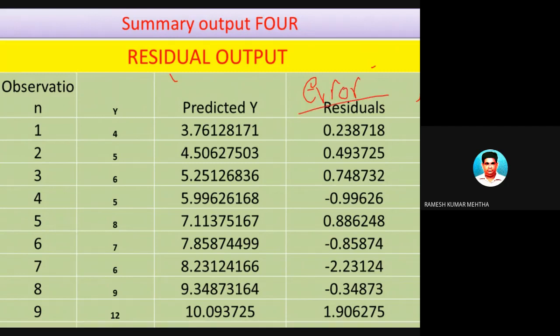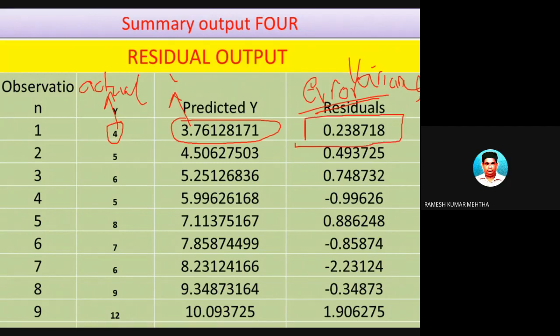Error in the model means this amount of variance is not explained. So it should have predicted 4. This model has predicted 3.76. It should have predicted 4 because the actual is 4. So the difference is 0.238718. So this much is not explained. So if you want to say that the model is very strong, then the residual should be minimal, and the prediction should be high, and the error or residual should be low.